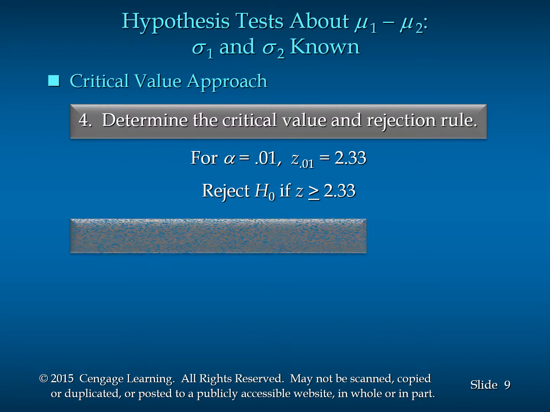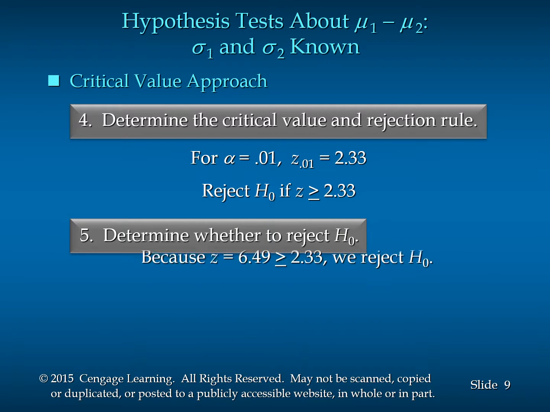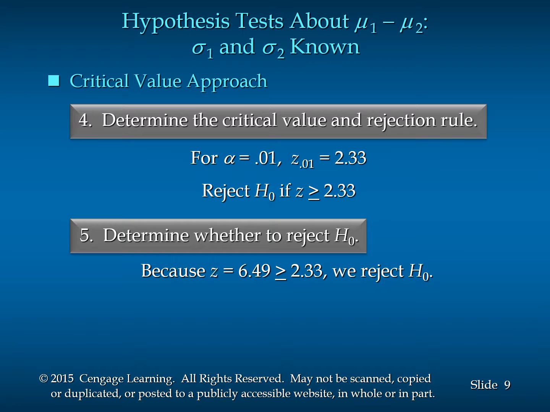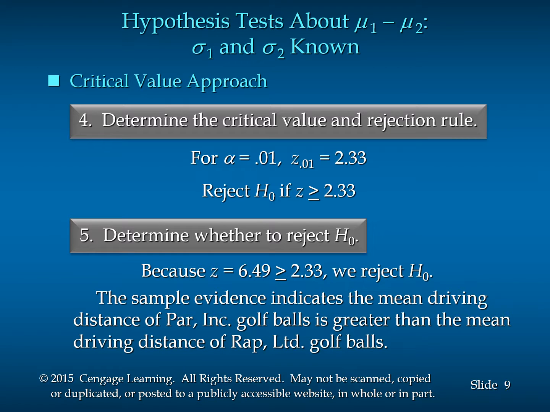If we follow the critical value approach, for the alpha of 0.01, we come up with a z critical value of 2.33, and we will reject if our test z is greater than that. Well, our test z statistic is 6.49, obviously greater than the critical level, so again we reject the null hypothesis.